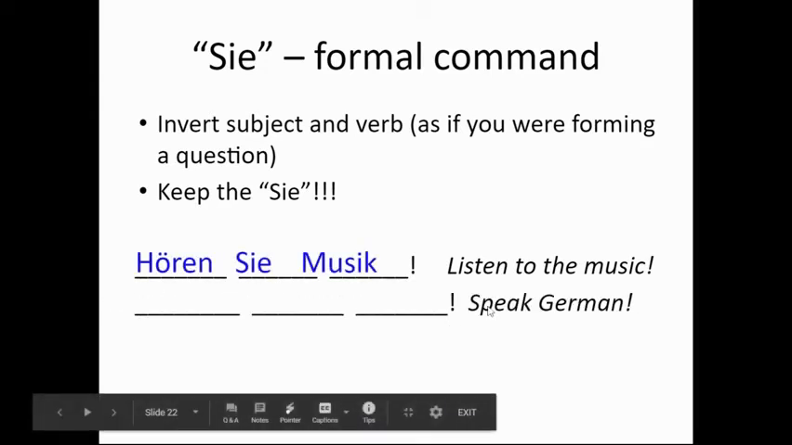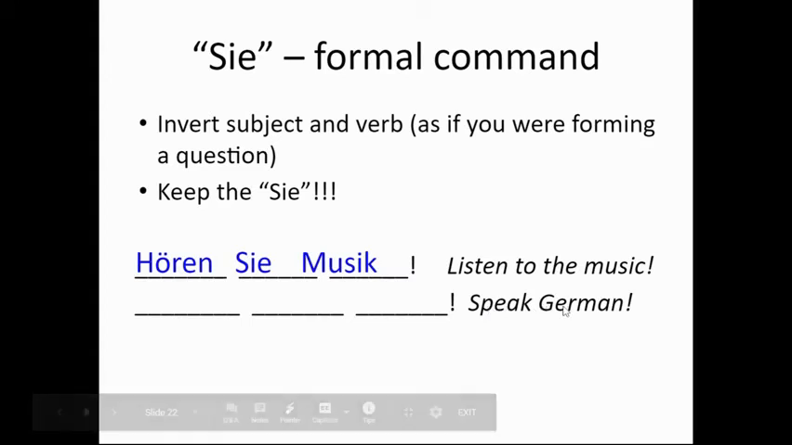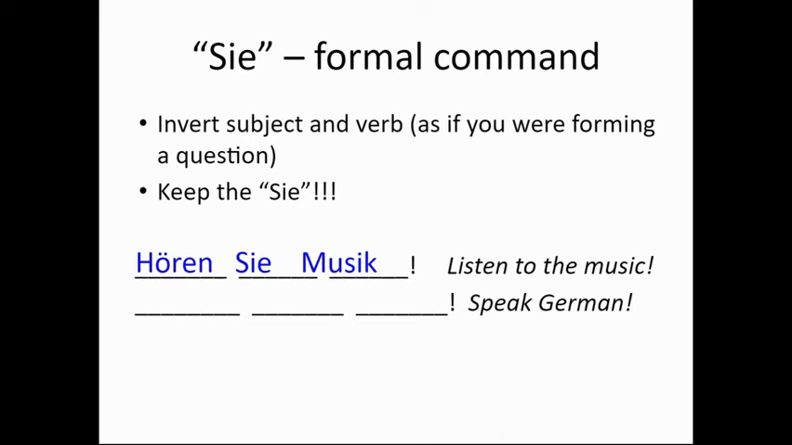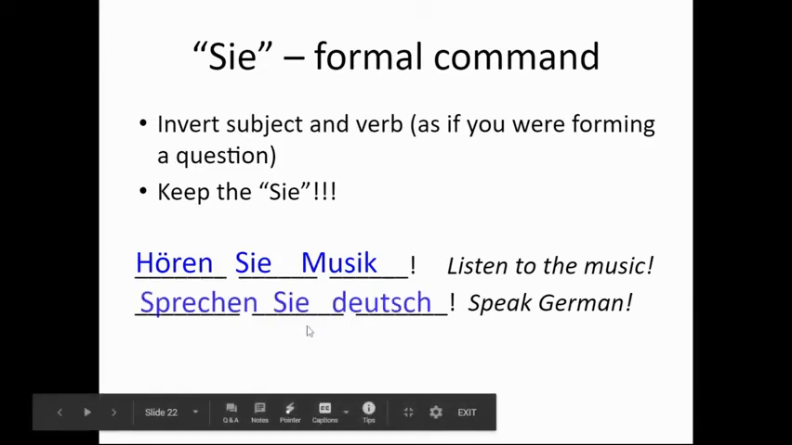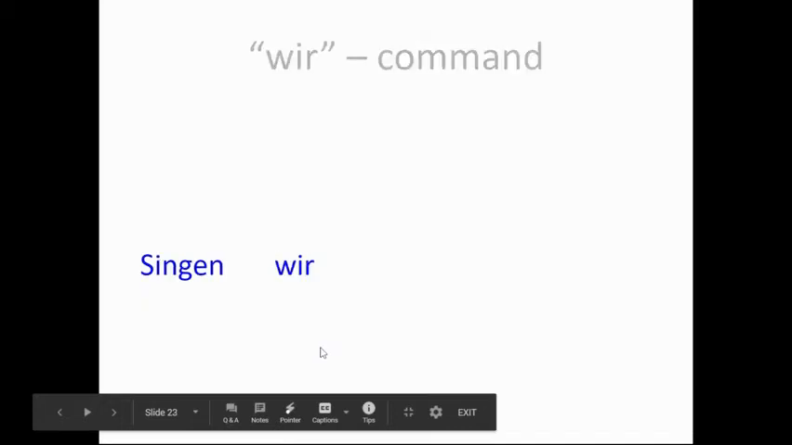All right. If I was going to tell Mrs. Jones to speak German, okay? Deutsch sprechen. I'm going to take the verb sprechen. It's going to go first, inverted word order, then my subject Sie, and then Deutsch. Sprechen Sie Deutsch.